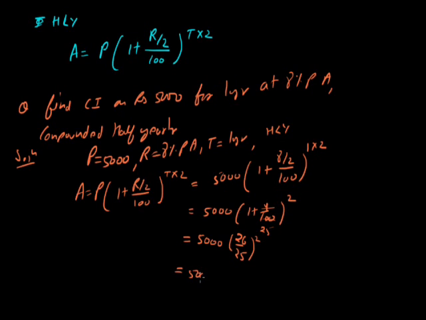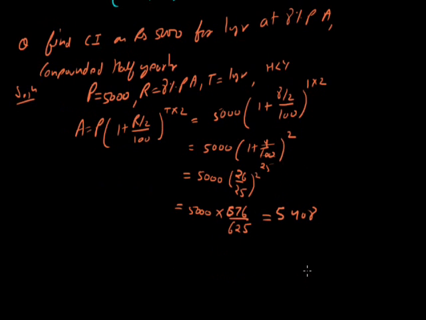So 5,000, 26 square is 676, and 25 square is 625. So we are getting amount is equal to 5,408. So the interest CI is equal to A minus P, that is 5408 minus 5000. So the interest is 408 rupees. So in this way we can apply the formulas.